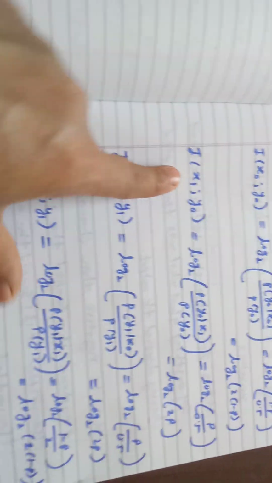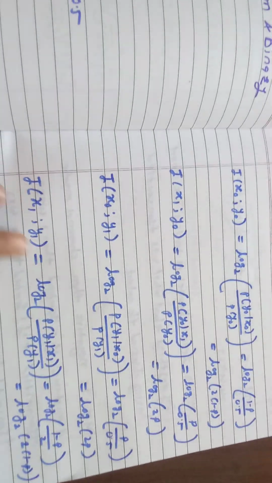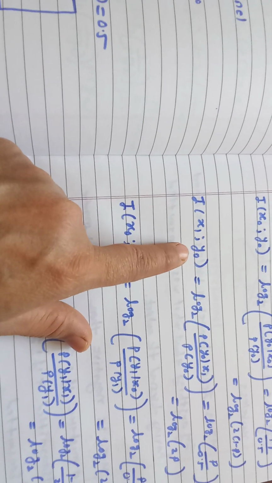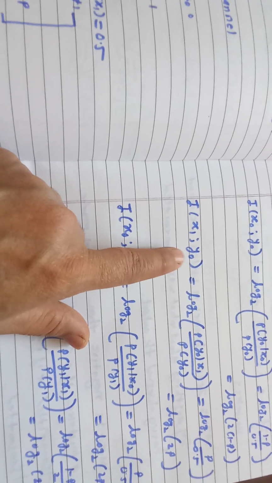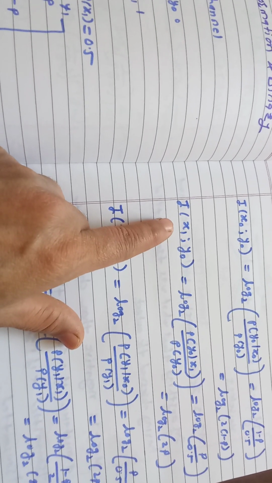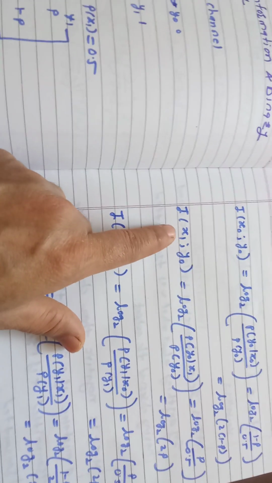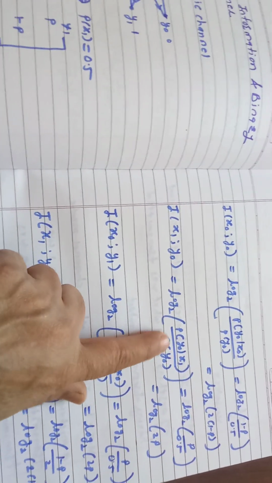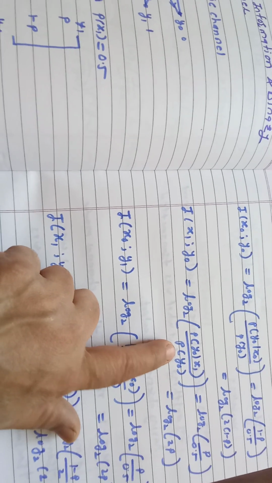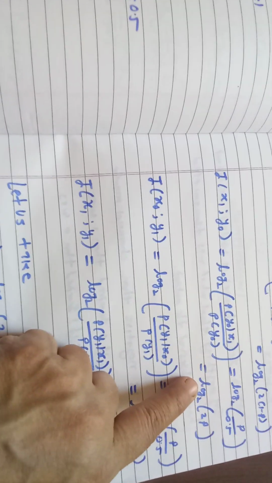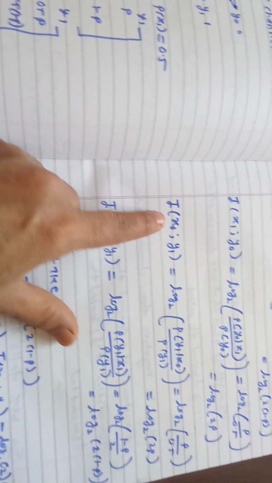Now mutual information I x1 semicolon y0, that means you have received y0. Then what you can say by the reception of y0, what is the information you receive that x1 can be transmitted. So that is log 2 of p y0 given x1 divided by p y0. Now y0 given x1 is p and p y0 is 0.5, that is equal to log 2 of 2p.